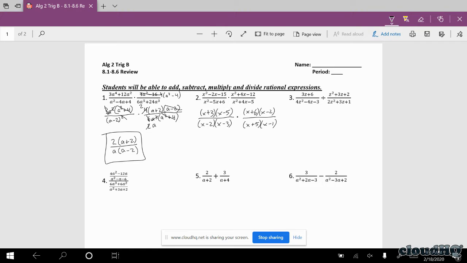Cancel out, let's see, x minus 2's. And I think that's all that I have in common at that point. So x plus 3, x minus 5, and x plus 6 makes up the numerator. X minus 3, x plus 5, and x minus 1 makes up the denominator.